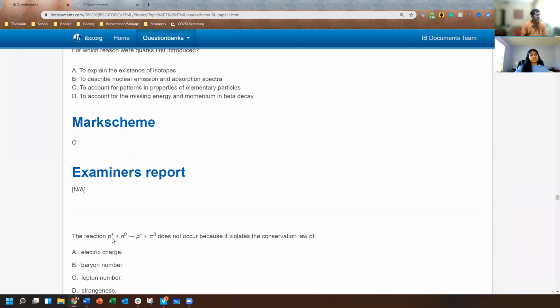This is good. The reaction proton plus neutron makes proton plus... Oh, this is one of the fun ones. Yes, one of the fun conservation ones. Electric charge is conserved. Yeah. Baryon number. Okay. I think it's lepton number. Is it because they're different species, right? Or like families, you know? But a pion isn't a lepton, it's a meson, remember?